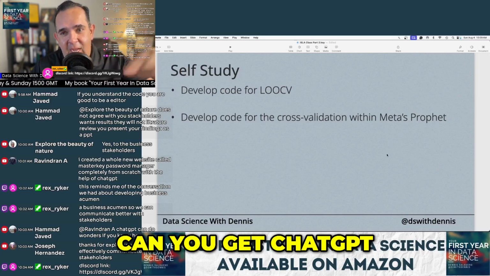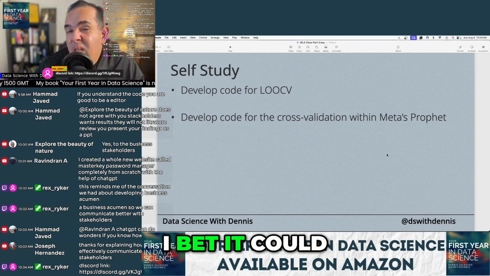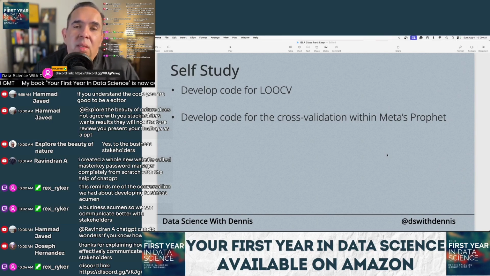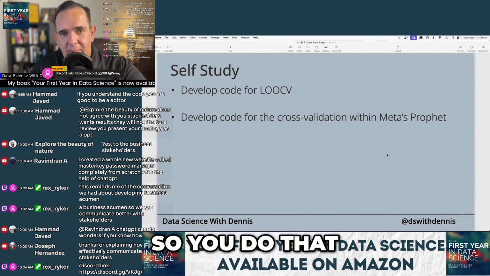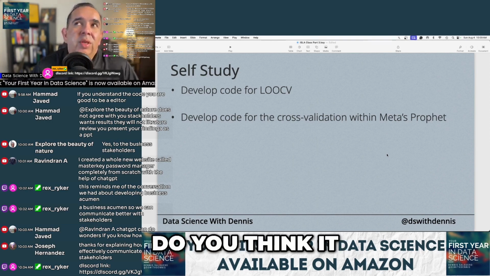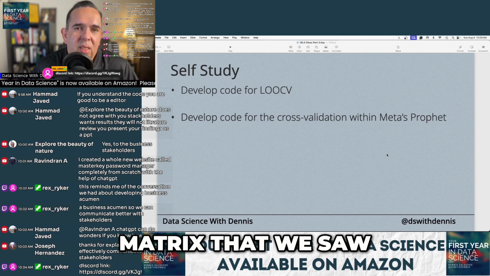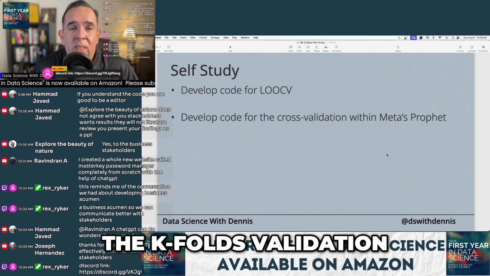Can you get ChatGPT to write code for leave one out? I bet it could. Okay, so you do that. What does that confusion matrix look like? Do you think it would be better or worse than the confusion matrix that we saw from the K-folds validation?